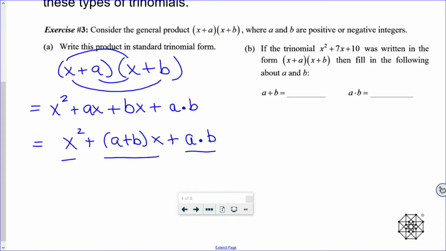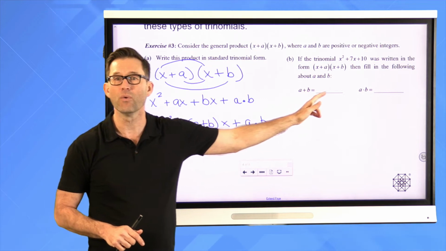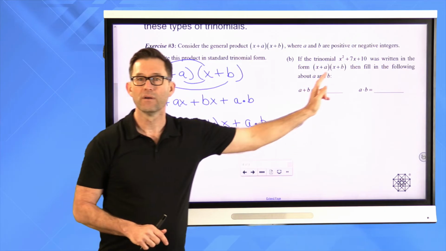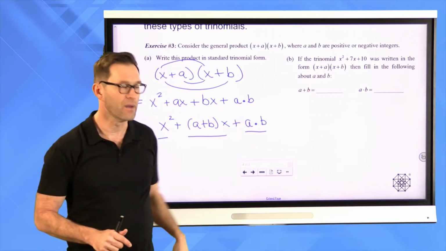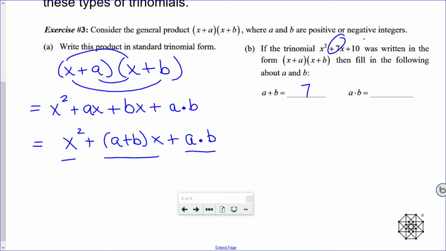Letter B. If the trinomial x squared plus 7x plus 10 was written in the form (x + a)(x + b), then fill in the following about a and b. Well, what would a plus b be equal to? What is a times b? Well, if we compare this to this, then what we know is that this will be a plus b, and this will be a times b. So in fact, you always get something that looks like this.